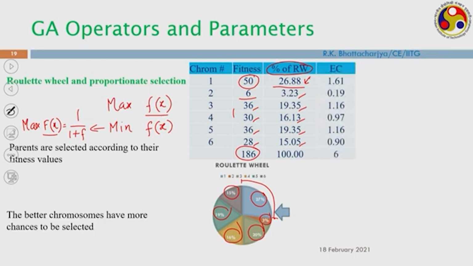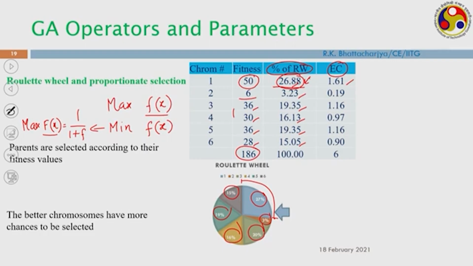Now, in the proportionate selection, what I do basically is calculate the expected count. So, what is expected count? This expected count is based on the probability of the fitness of that particular solution. So, here this is 26.88%. That means, out of 6 solutions, 26.88% of that will be your expected count. So, in that case this is 1.61.